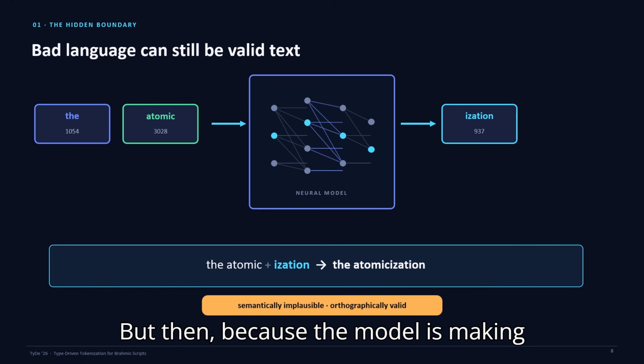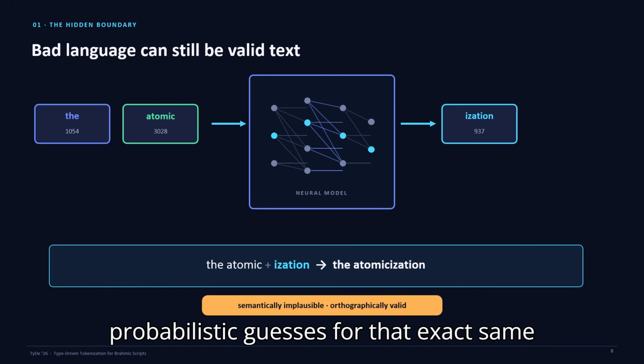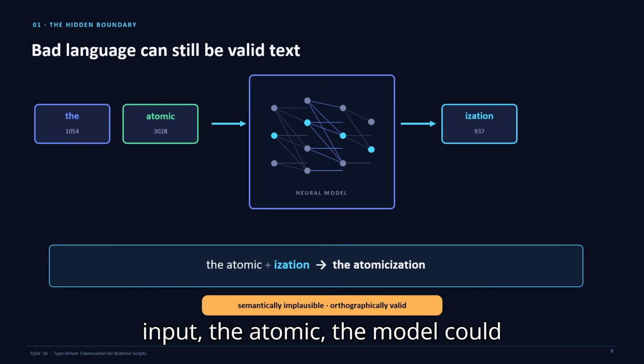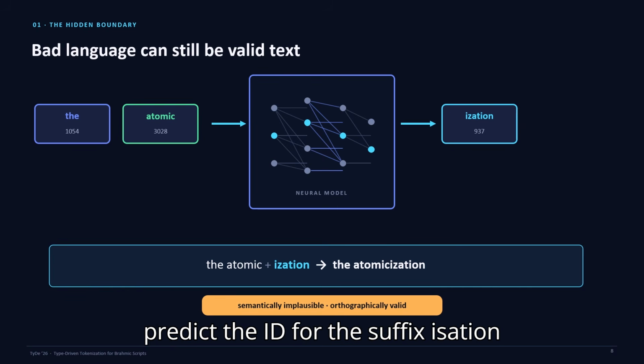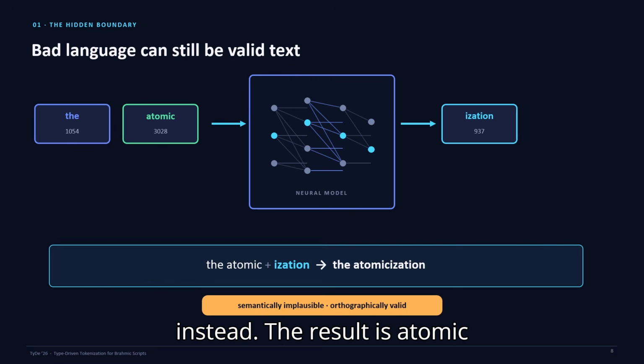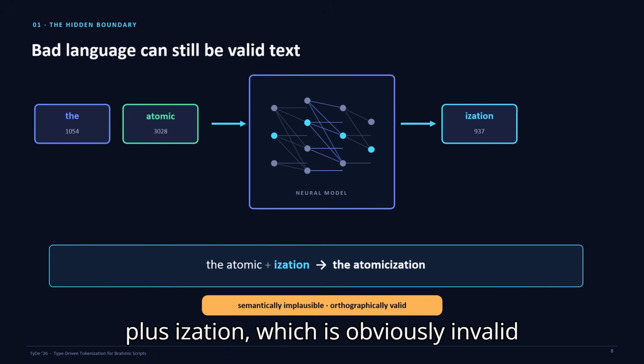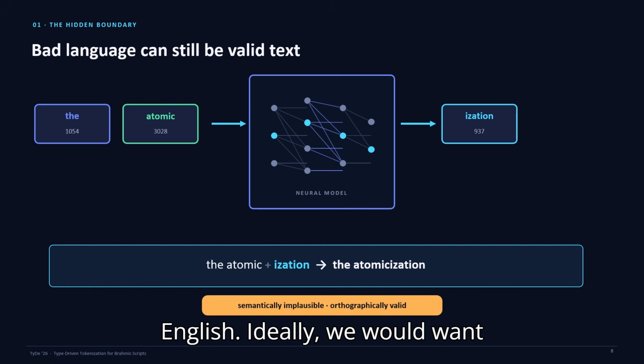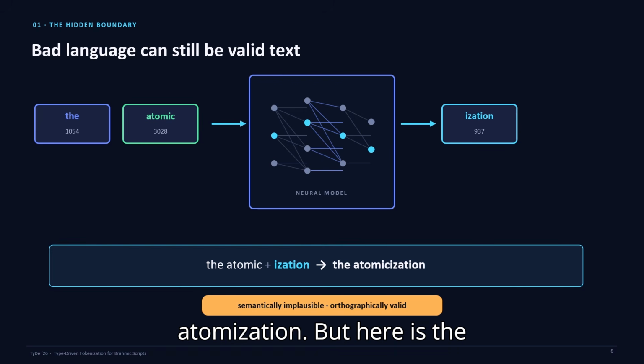But then, because the model is making probabilistic guesses for that exact same input, the atomic, the model could predict the ID for the suffix ization instead. The result is atomic plus ization, which is obviously invalid English. Ideally, we would want atomization.